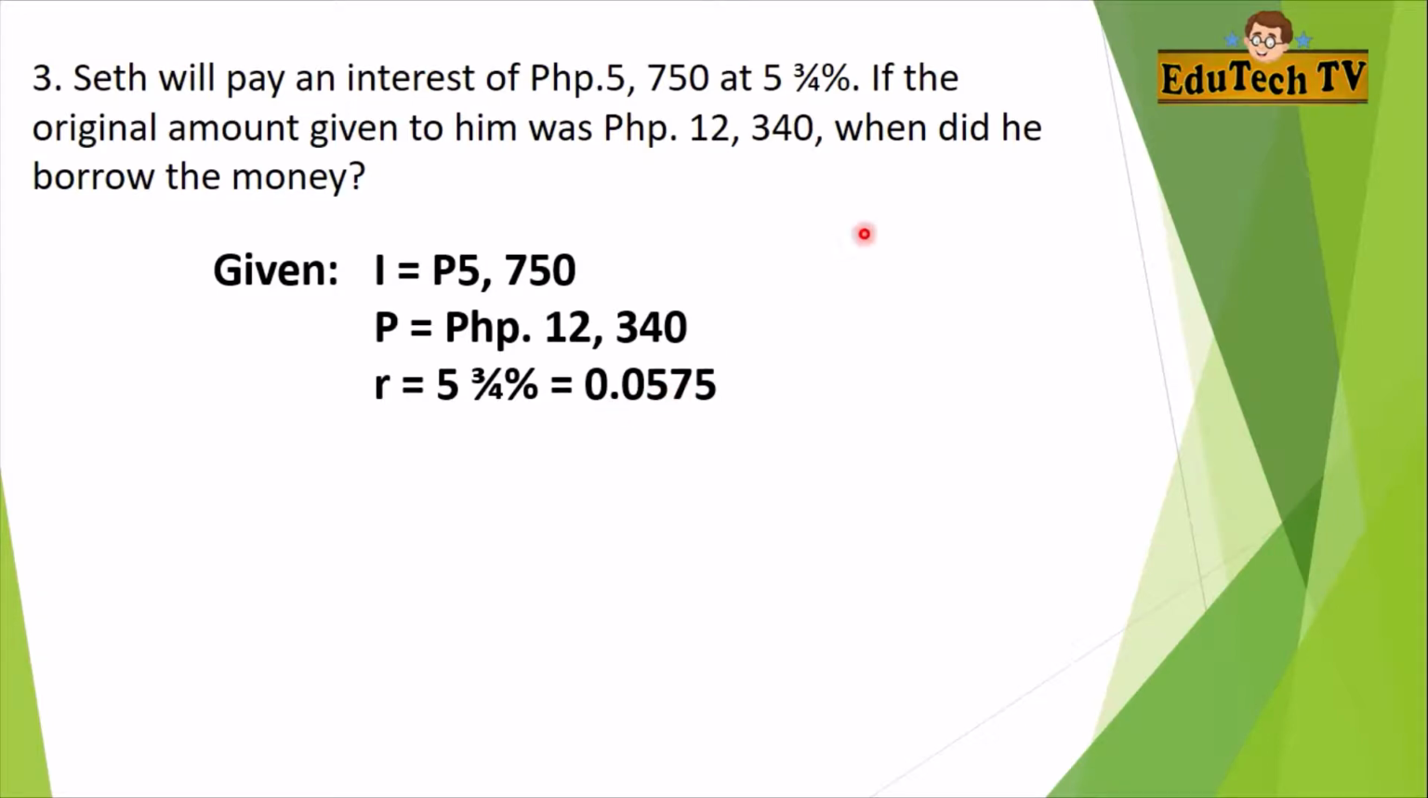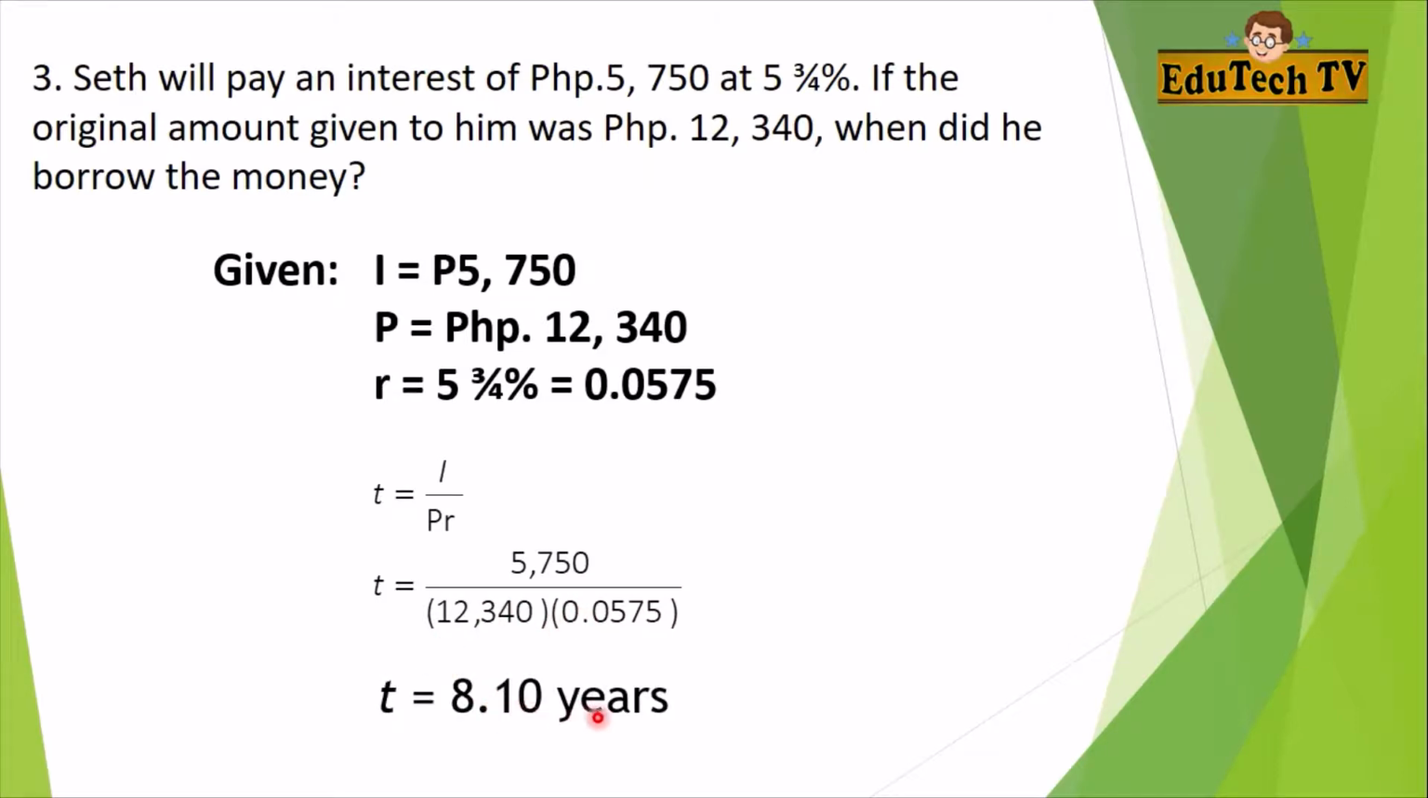So we'll just have 0.0575. Now, what is asked is, when did he borrow the money? So the unknown term here is the time. Remember, the time here should be expressed in years. So we just have the formula T equals I over PR. Just substitute and then evaluate, and we'll have 8.10 years. So Seth borrowed the money 8.10 years ago.